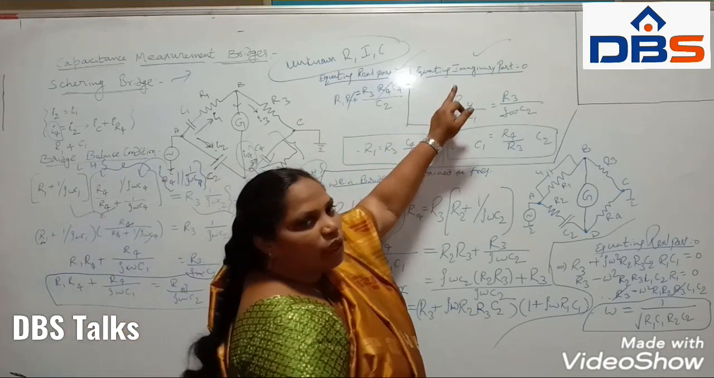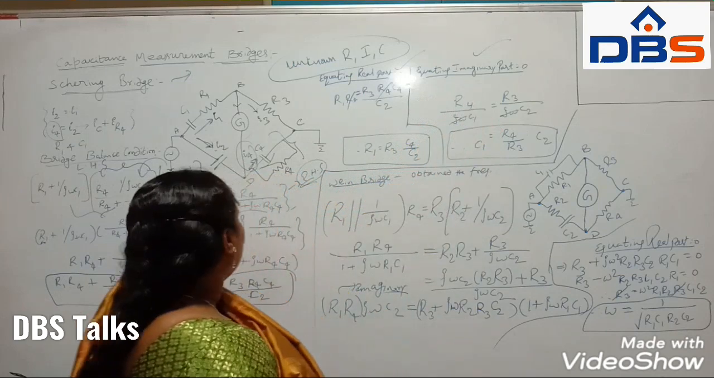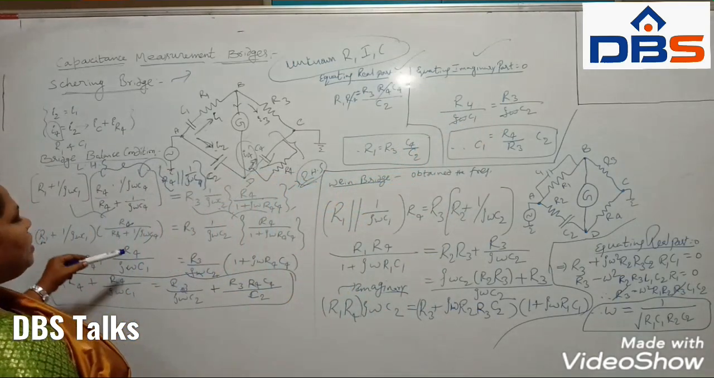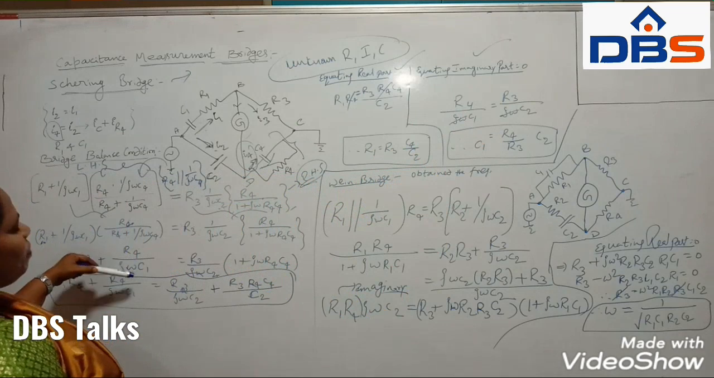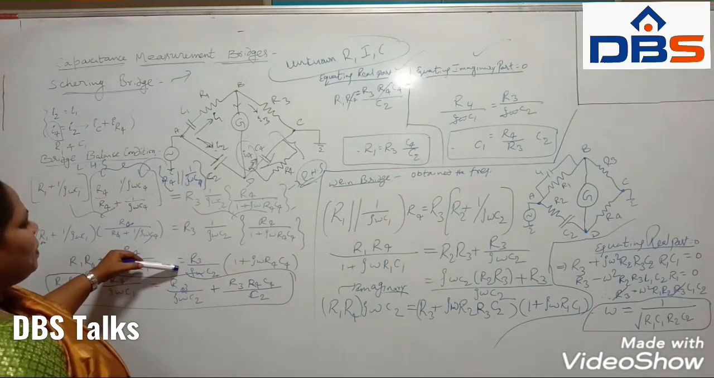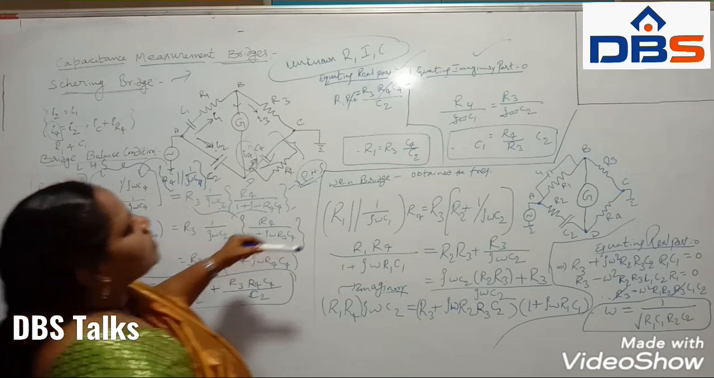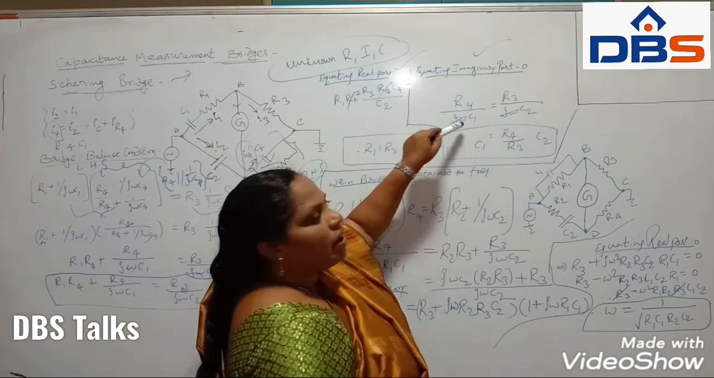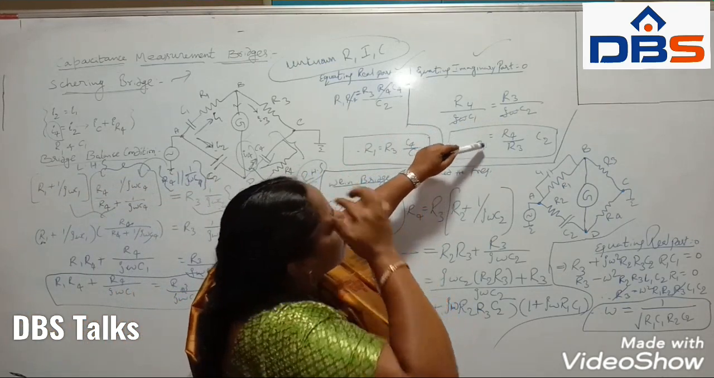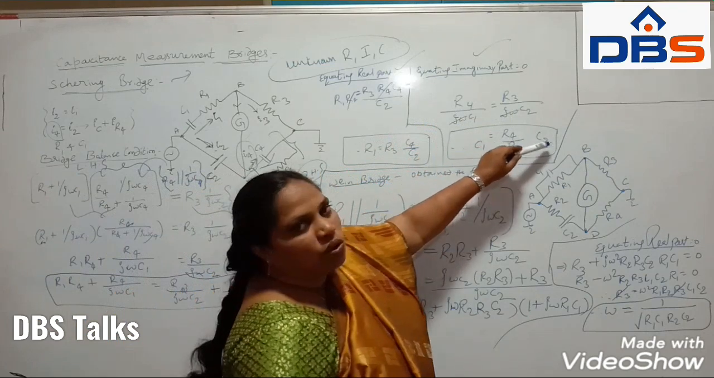Next, equating the imaginary part to 0. So from this, what is the imaginary part? From the LHS side R4 by j omega C1, that will be equal to R3 by j omega C2. So on both sides j omega will be cancelled. Therefore, C1 is equal to R4 by R3 into C2.